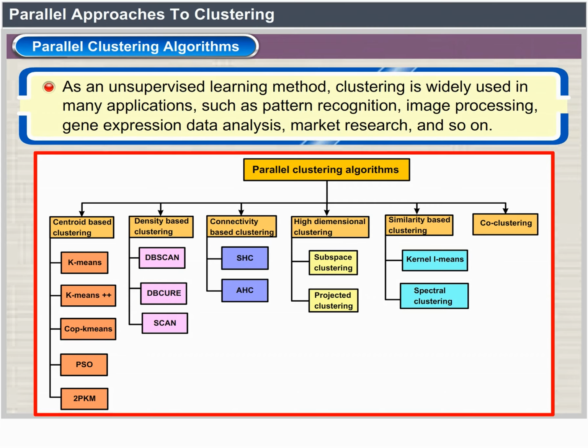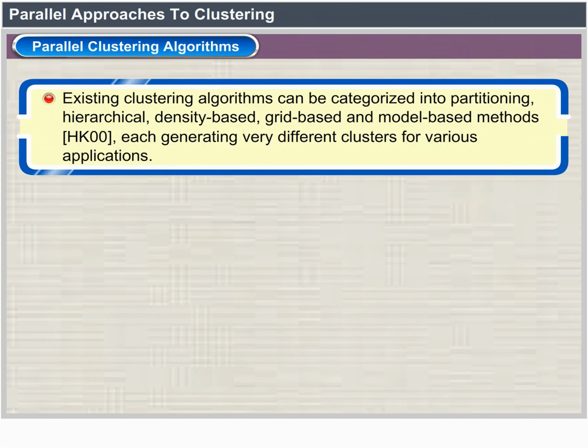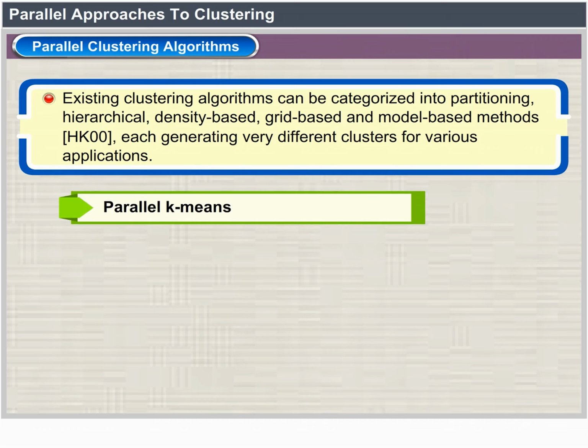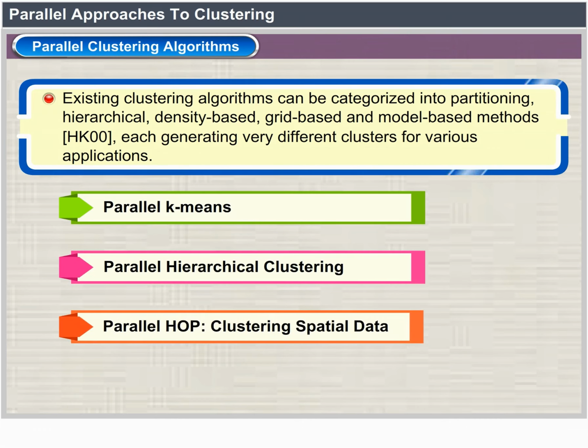Existing clustering algorithms can be categorized into partitioning, hierarchical, density-based, grid-based, and model-based methods, each generating very different clusters for various applications. Parallel K-means, parallel hierarchical clustering, parallel HOP, clustering spatial data, clustering high-dimensional data.